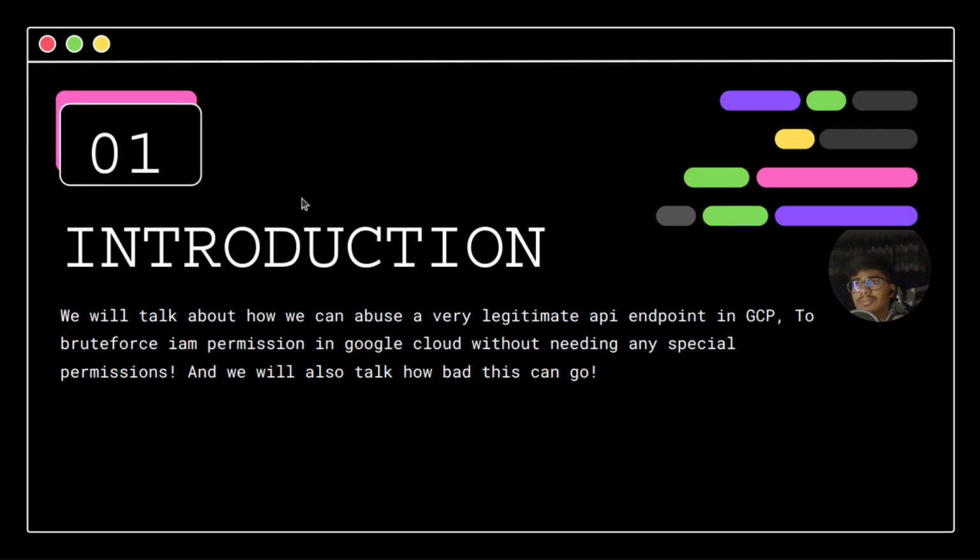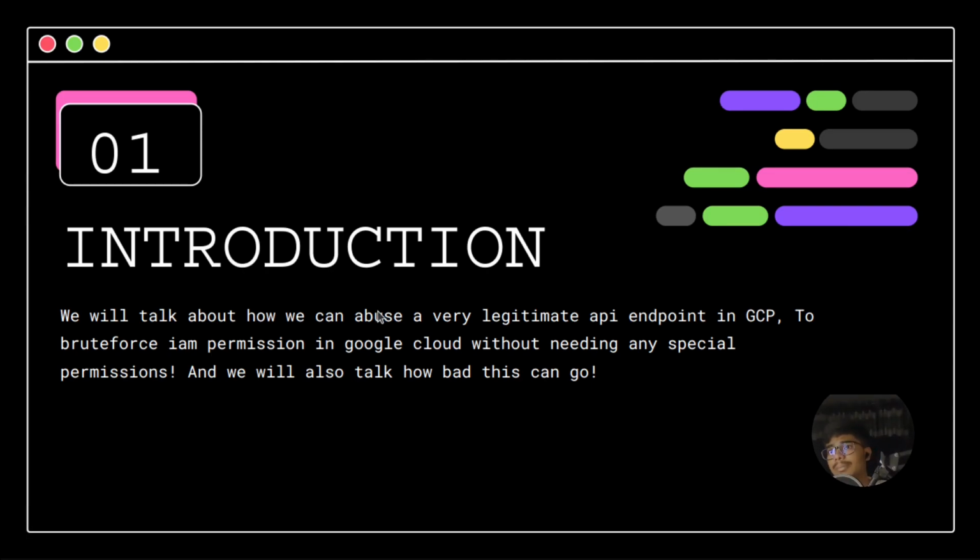Alrighty, so let's start with the very first section, which is introduction. We will talk about how we can abuse a very legitimate API endpoint in GCP to brute force our IAM permissions in Google Cloud without needing any special permission. We will also talk about how bad this can go. So over here we'll talk about techniques, how we can abuse it, and how the whole scene with not being detected works.